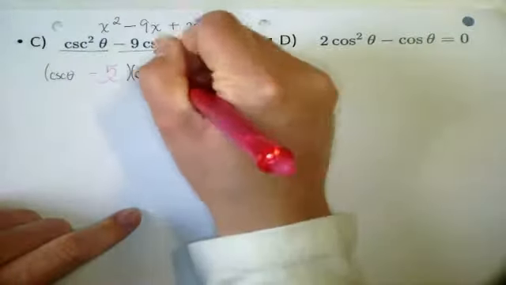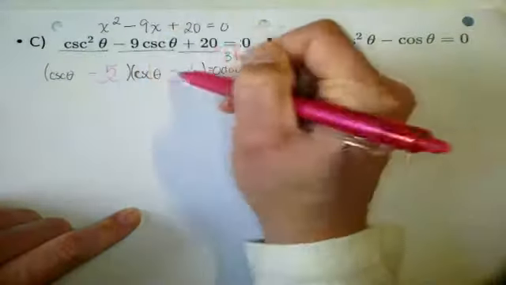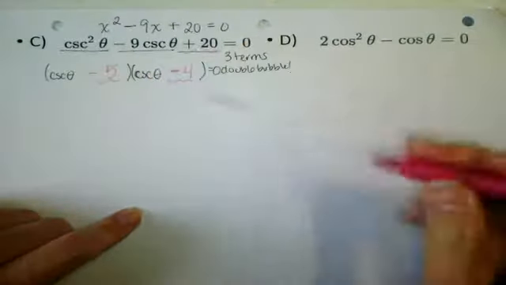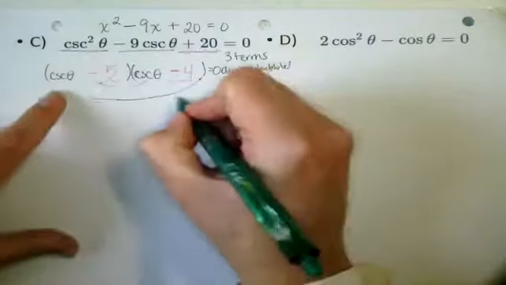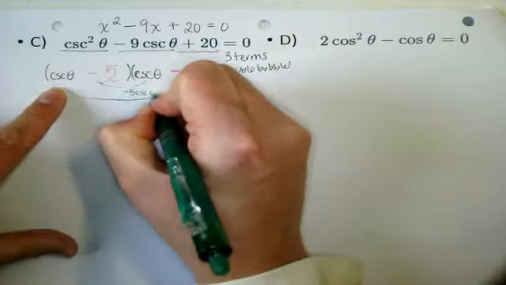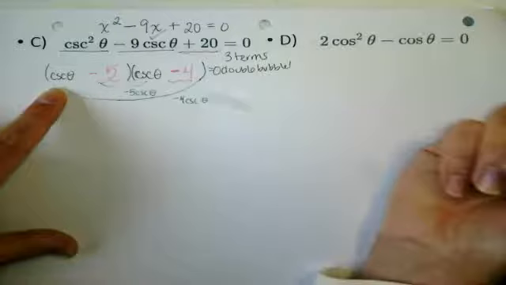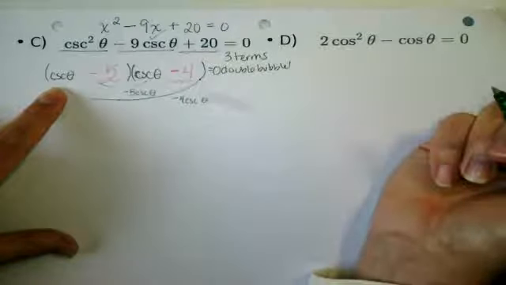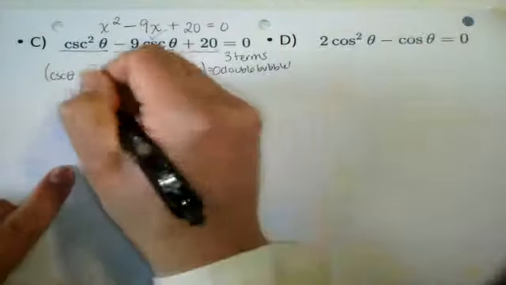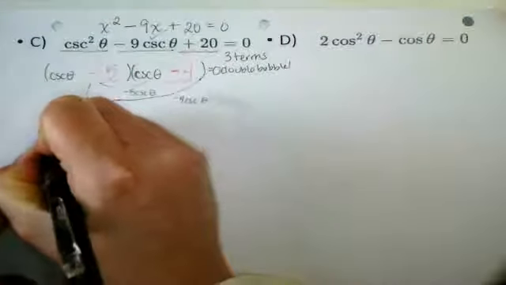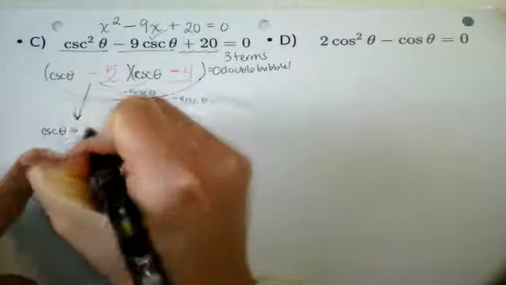Negative 5 times negative 4 would be positive 20. How do we know if we did it right? We check the rainbow, of course, and you can see we'd get negative 4 cosecant theta and negative 5 cosecant theta, which gives me that middle term, negative 9 cosecant theta. So it is just like factoring with algebra. And now we're going to set each bubble equal to 0. Cosecant theta minus 5 equals 0.